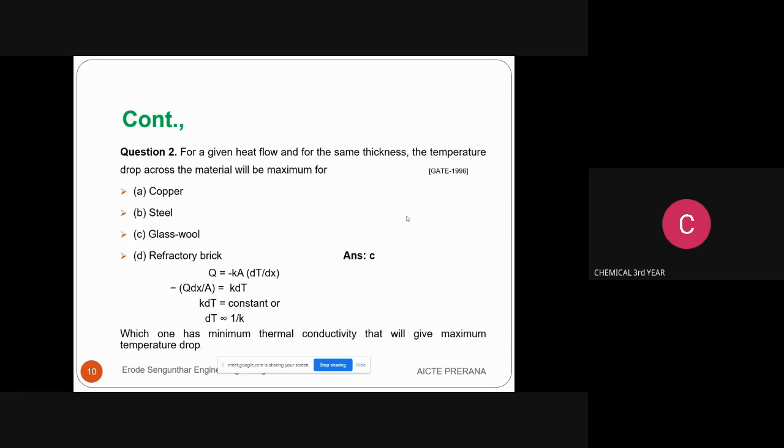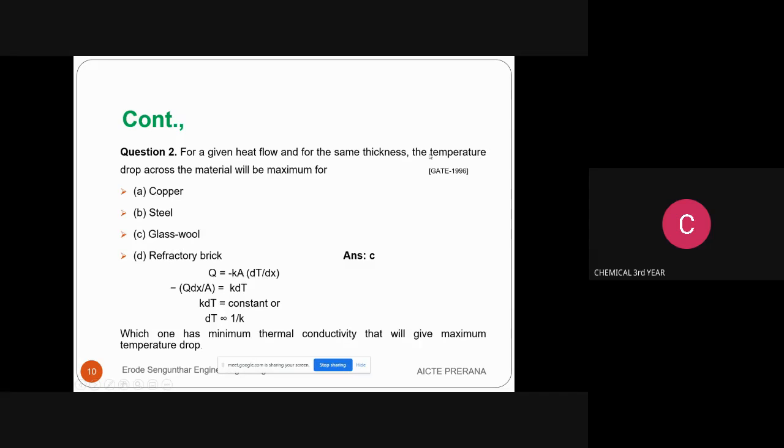This is the second question. For a given heat flow and for the same thickness, the temperature drop across the material will be maximum for which one? Here they have mentioned different materials: copper, steel, glass wool, and refractory brick. They are asking where the temperature drop across the material will be maximum. Before going into the discussion, while reading the question itself, we can find the answer.